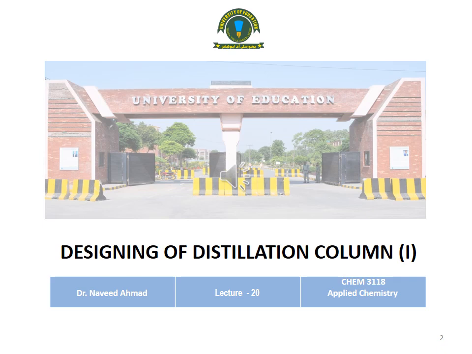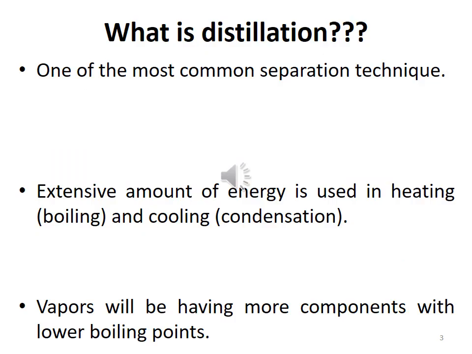So the basis of distillation is phase equilibrium, especially vapor liquid phase equilibrium. So distillation is a process of separating the components from a liquid mixture by using selective boiling and condensation. Distillation is one of the most common separation techniques which is being used in various analytical processes.